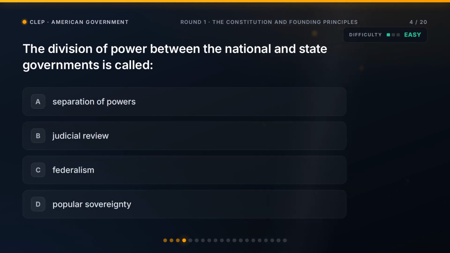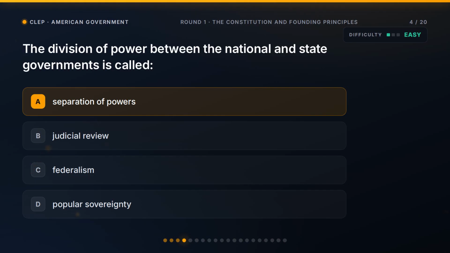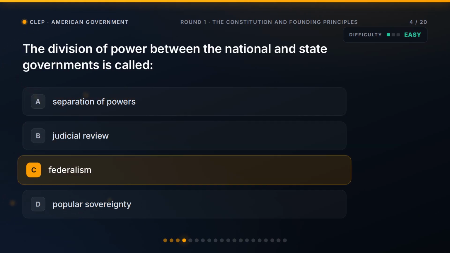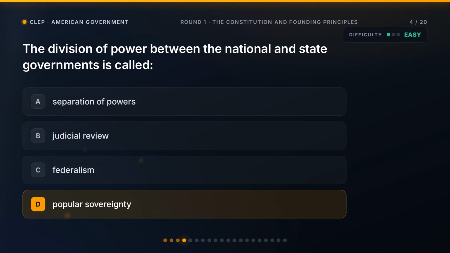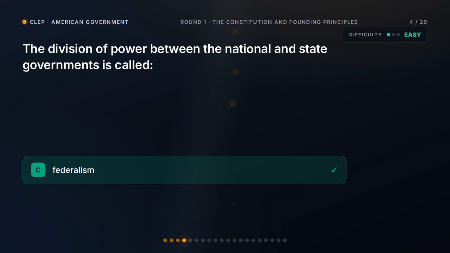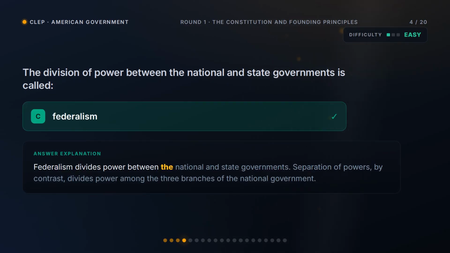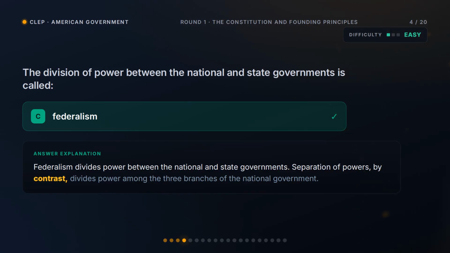Question 4. The division of power between the national and state governments is called A. Separation of powers. B. Judicial review. C. Federalism. D. Popular sovereignty. The answer is C. Federalism. Federalism divides power between the national and state governments. Separation of powers, by contrast, divides power among the 3 branches of the national government.